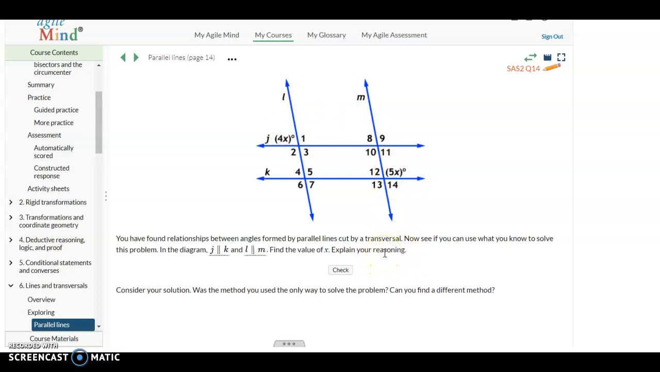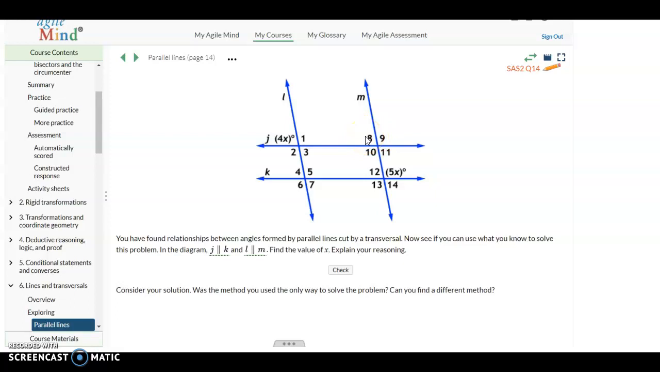We've got to be able to justify why we know they're supplementary. Now there's lots of different ways that we could go about doing that. One way would be for me to say this angle that's 4x degrees is a corresponding angle to angle 8. They're both above line J and they're above their line. 8 is above M and 4x is above or to the left of L. So they're in the same relation to both lines, then they are corresponding. So the 4x and angle 8 would have to be congruent. So I could also say 8 is 4x degrees.